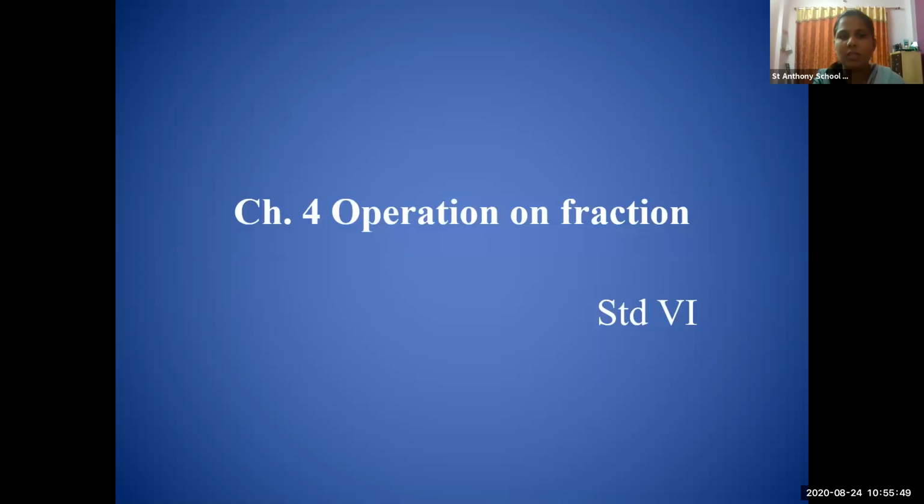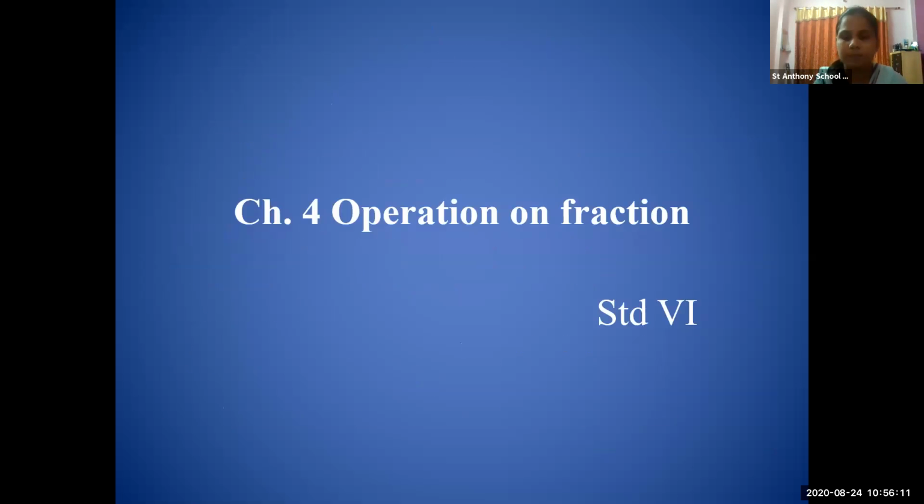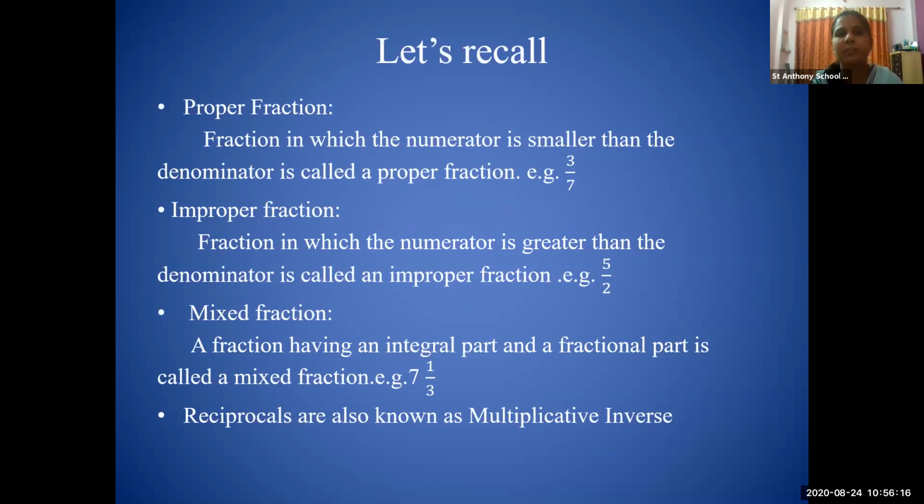Chapter number 4, operation on fraction. This is the fourth chapter, the third chapter we have completed. Now, how to convert improper fraction into mixed fraction. Let's recall what is meant by proper fraction, improper fraction, mixed fraction, and what are reciprocal, that all have to be learned in this chapter.